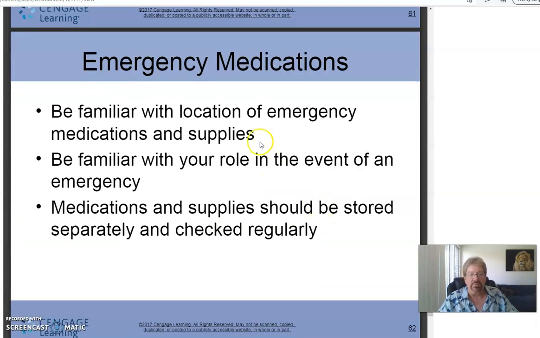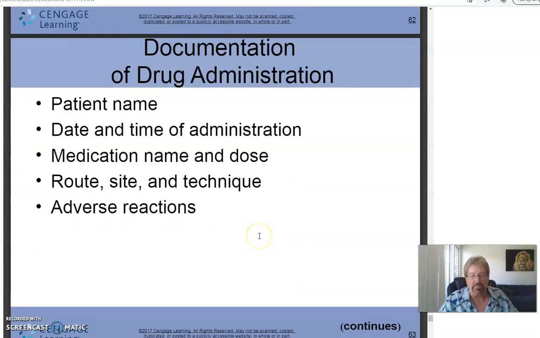Emergency medication. Be familiar with the location of emergency medications and supplies. Be familiar with your role in the event of an emergency. Medication supplies be checked separately. If there's an emergency, guys, guess what doctors do? The same thing we do. They call 911. I've seen it happen.